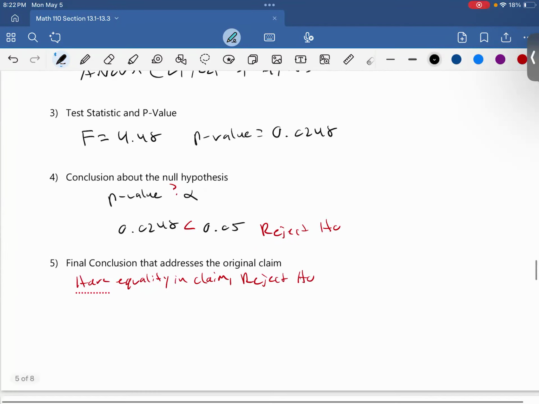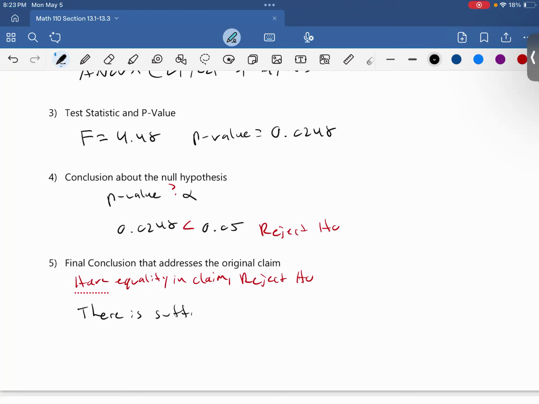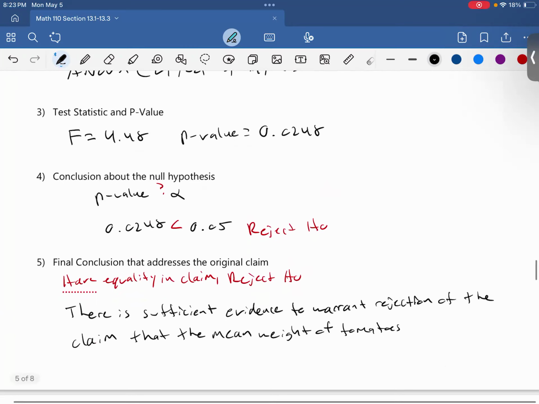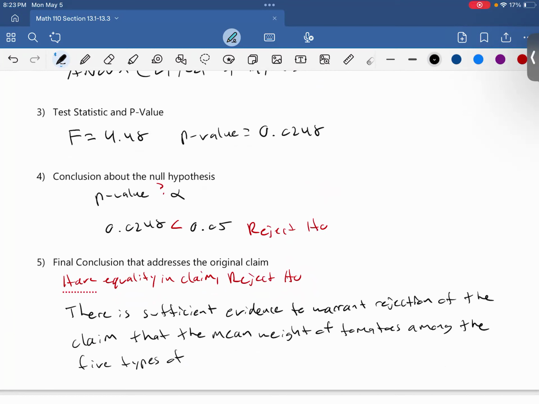So that means our final statement would be there is sufficient evidence to warrant rejection of the claim that the mean weight of tomatoes among the 5 types of soil coverings are the same.